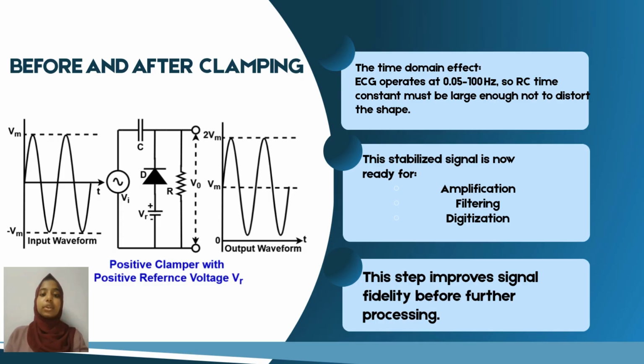It's important to choose the right RC time constant so the circuit responds appropriately to slow moving ECG signals, which usually range from 0.05 to 100 Hz. The clamped signal is now ready to be amplified, filtered, and digitized without risk of distortion.